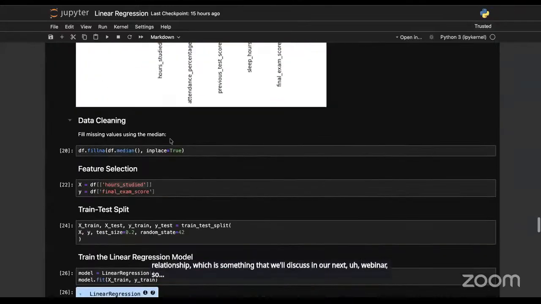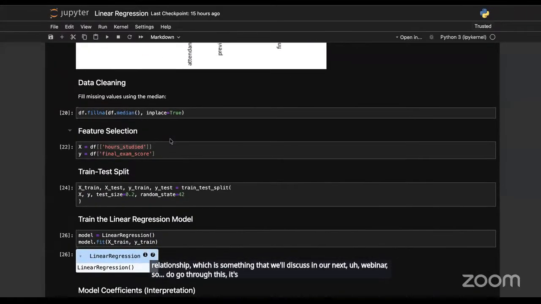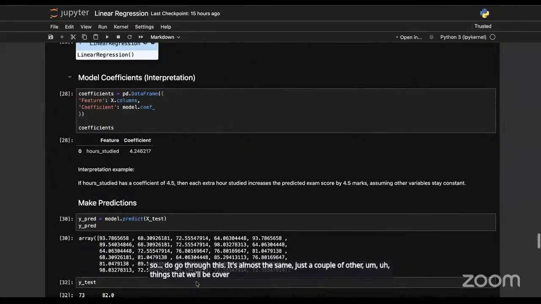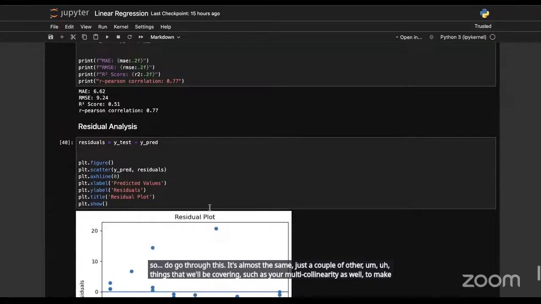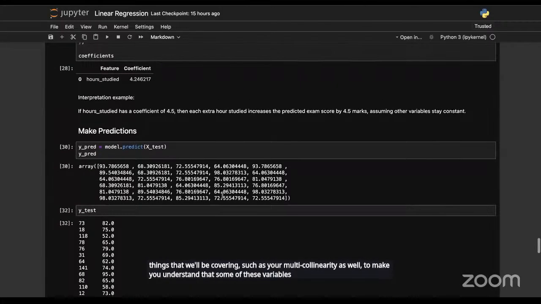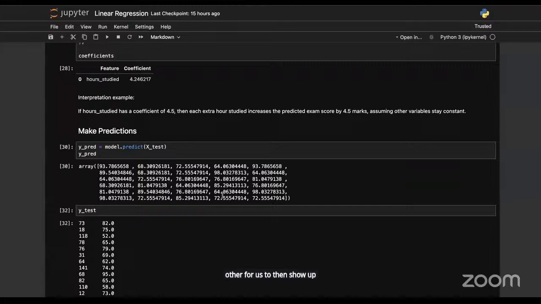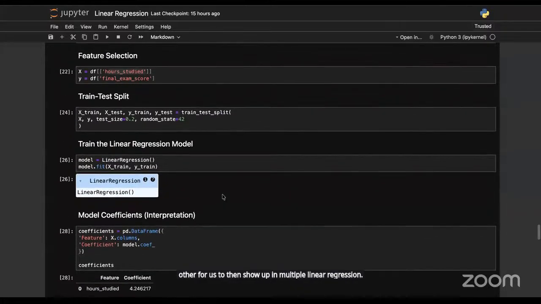So do go through this. It's almost the same, just a couple of other things that we'll be covering, such as multicollinearity, to make you understand that some of these variables mustn't have any relationship amongst each other for us to then draw up a multiple linear regression model.